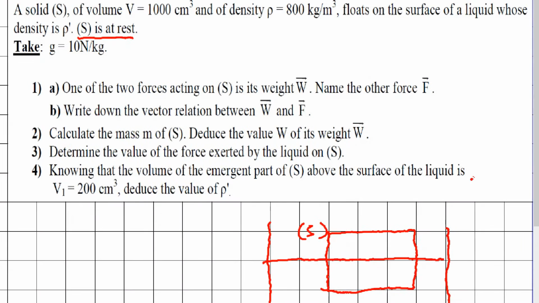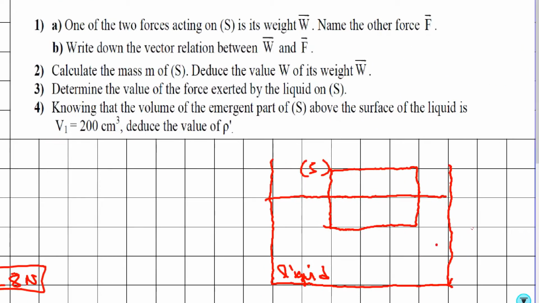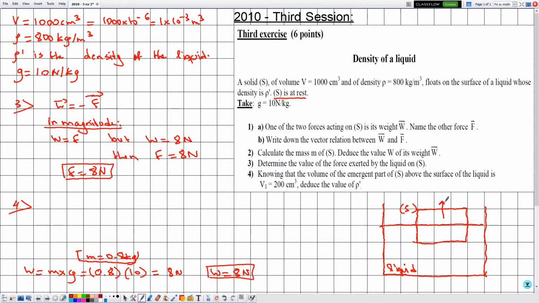Now in number 4, knowing that the volume of the emergent part of S above the surface of the liquid is V1 is equal to 200 centimeter cube, deduce the value of rho prime. So here, this part is tricky. They are telling us that the volume of the emergent part of S above the surface of the liquid is V1 is equal to 200 centimeter cube. What does the emergent part represent? This is the emergent part. So they are giving us this volume. So let's say that this is V1. So V1 is given by 200 centimeter cube.